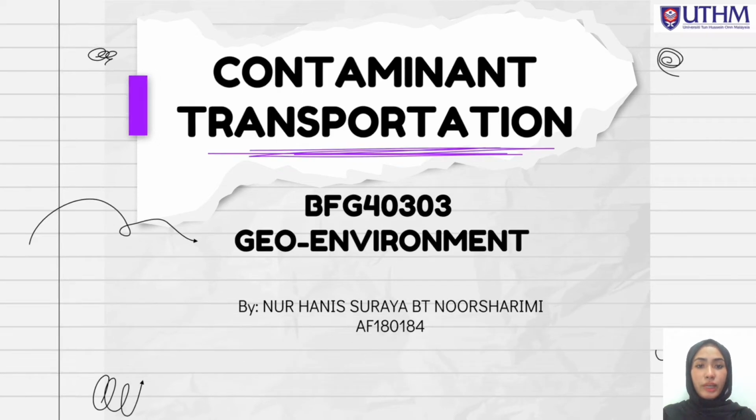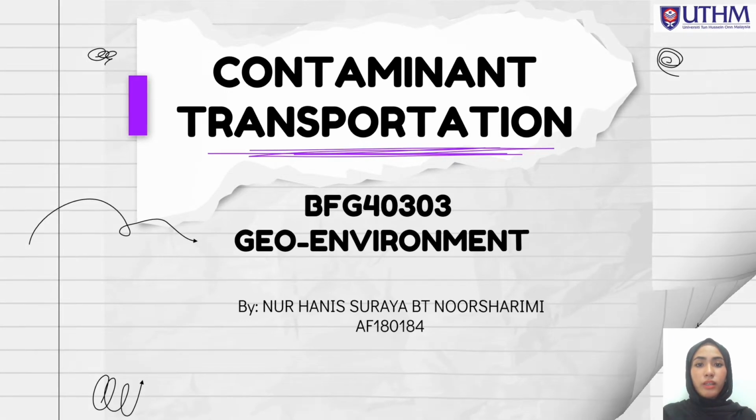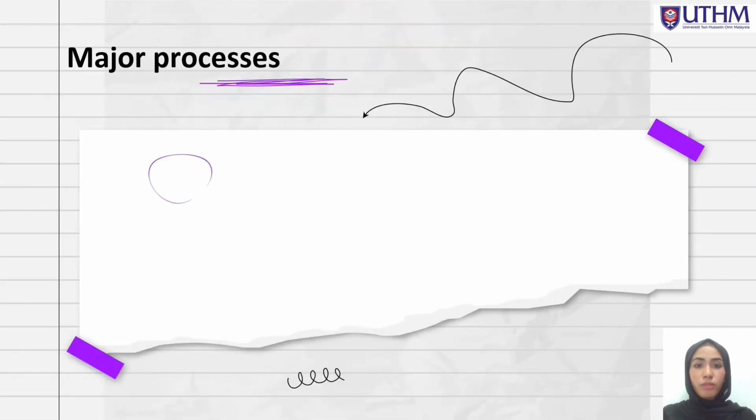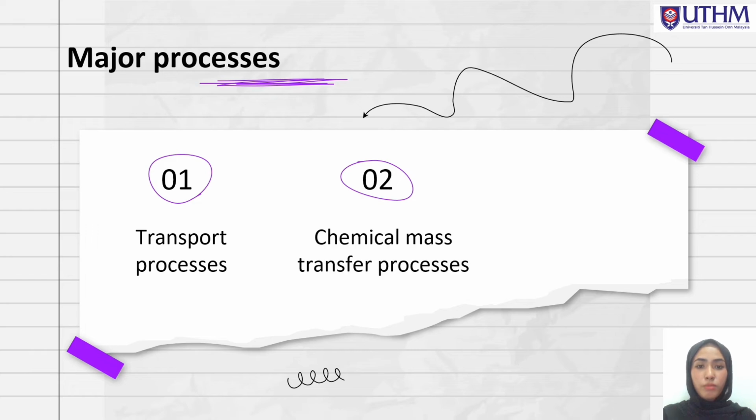My matric number is AF180184, and in this video, I will briefly explain the topic of contaminant transport and fate. The major processes affecting the contaminants can be grouped into three categories. The first one is transport process, the second one is chemical mass transfer process, and the third one is biological process.